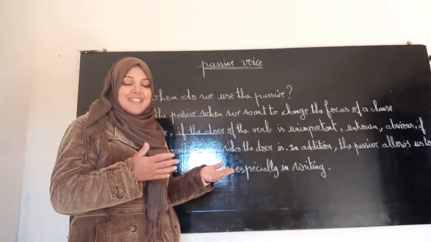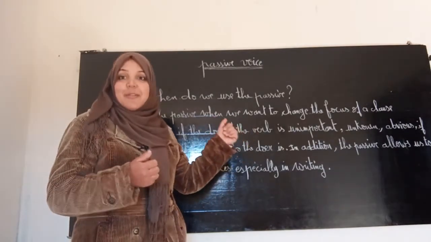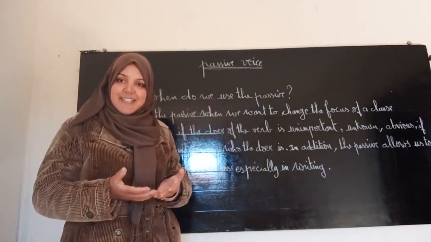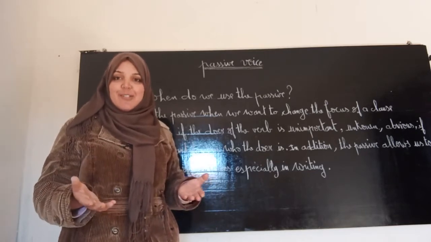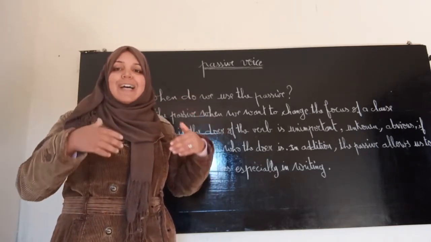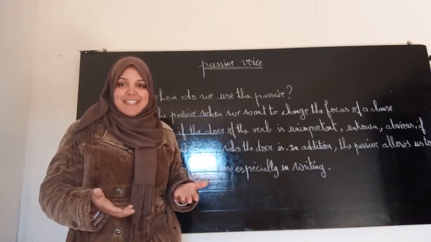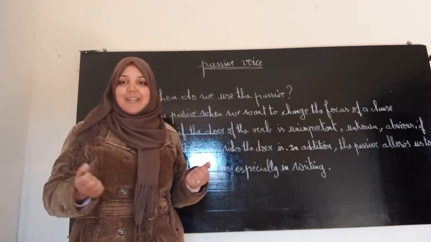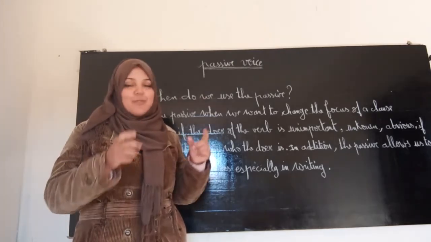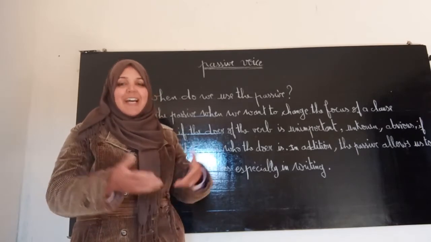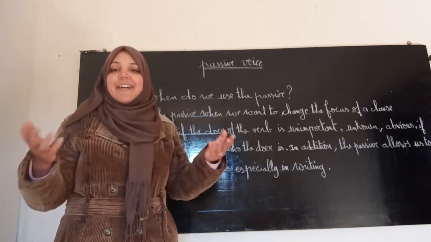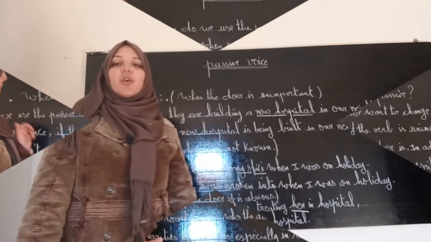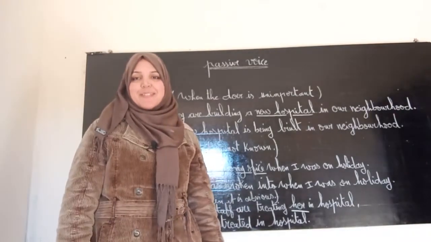In addition to that, the passive allows us to have a variety of sentences, especially in writing, for the flow and interesting sentences to attract the reader's attention. That's why we use the passive, okay, for attracting the reader's attention and for having a variety of sentences. That is good, okay? Now let us look at some examples.